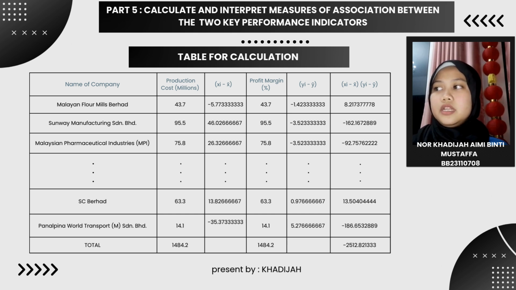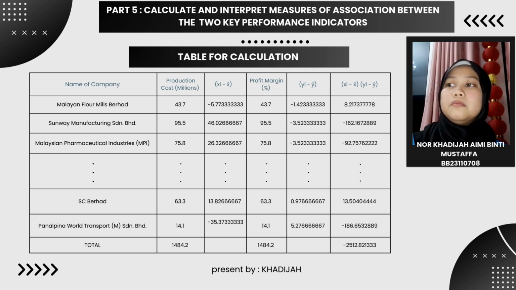For example, for Malayan Flour Mills Berhad, the production cost is 43.7, and we subtract the mean of the production cost, 49.47, and we get negative 5.77 something. Next is the profit margin, minus the mean of the profit margin, and we get negative 1.42 something. After we get these two values, we multiply negative 5.77 something and negative 1.42 something, and we get 8.217 something. Then we do the same thing for the rest of the companies, and after that we can easily find the covariance.